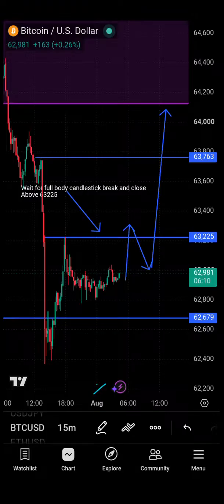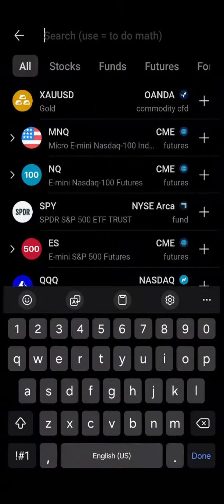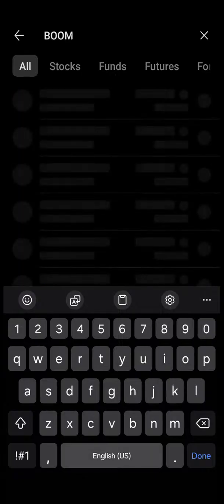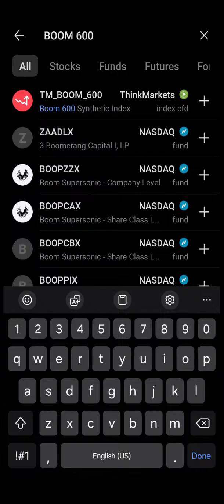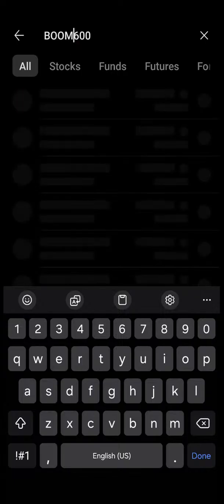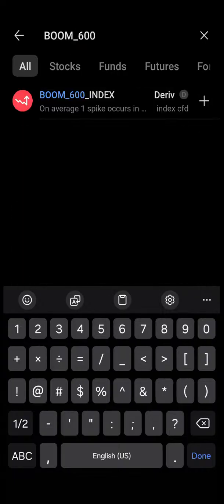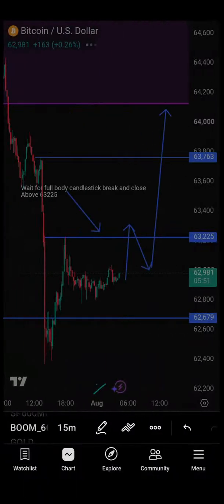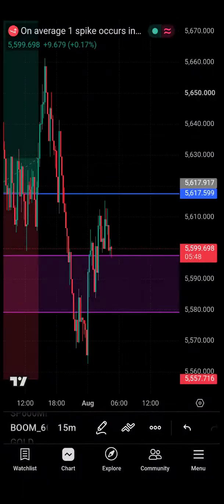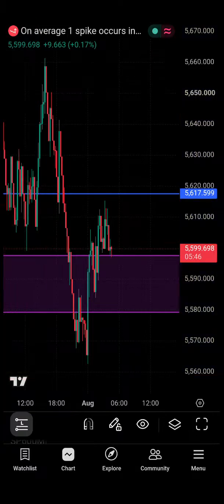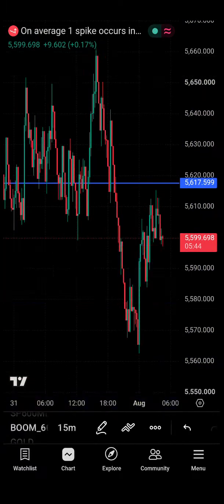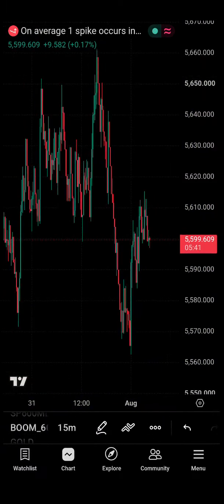Okay, since it's weekend, those who are trading synthetic indices, let's look at a few synthetic indices since we are waiting for Bitcoin to give us confirmation. Let's look at Boom 600. Let's look at Boom 600.